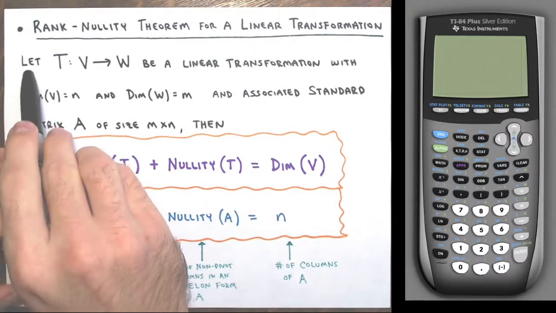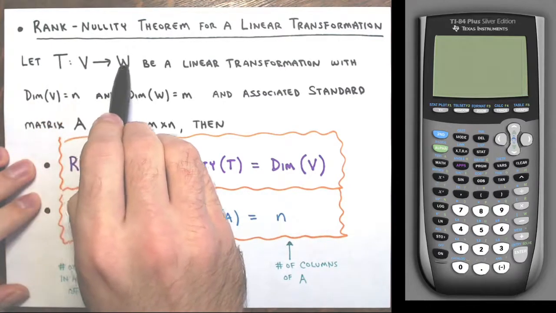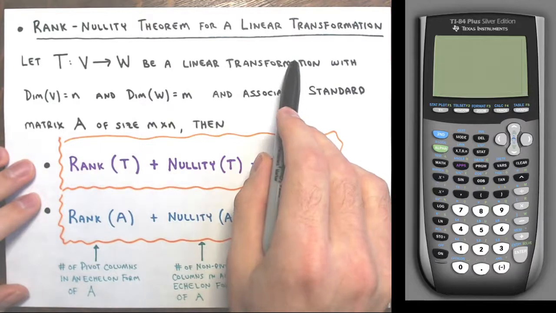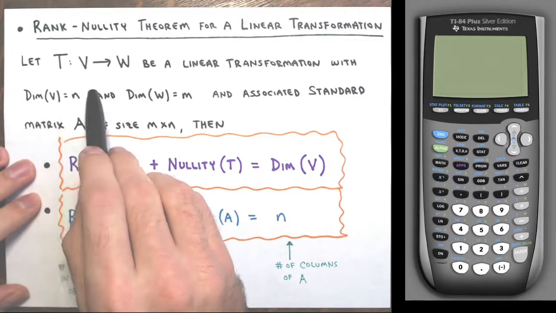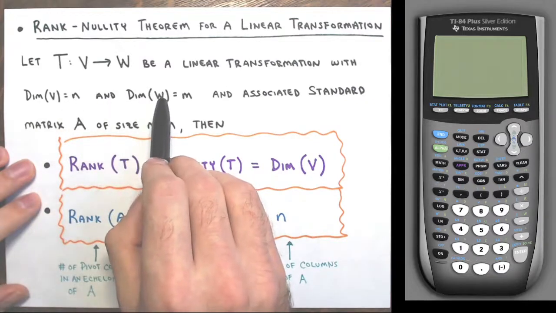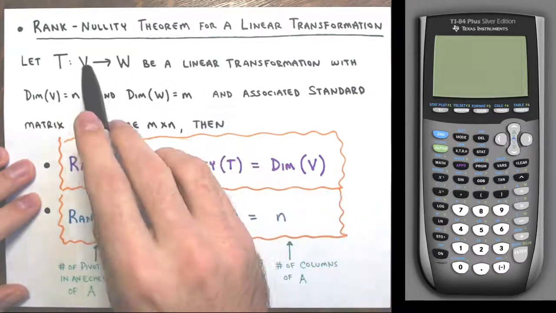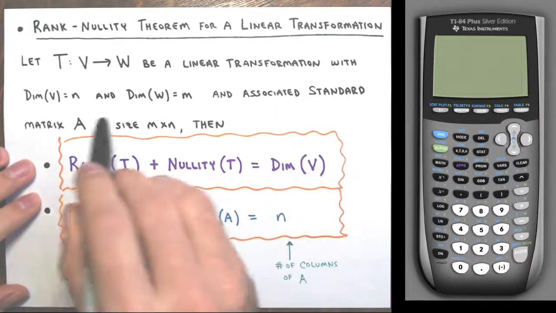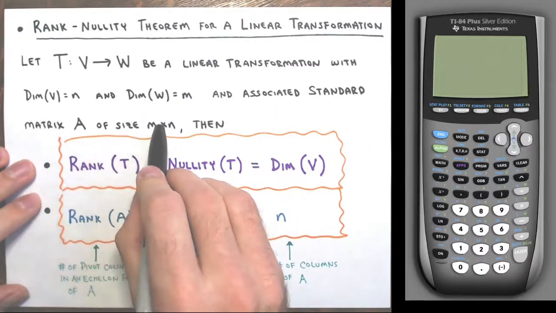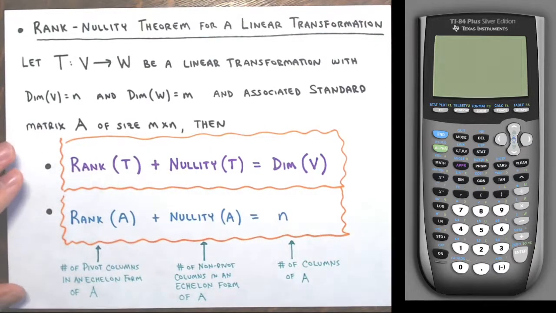So I'm starting the same way I did in the beginning of the video. Let T from V to W be a linear transformation, with the dimension of the domain being n and the dimension of the codomain being m. And it's linear, so it should have a standard matrix associated to it, A, of size m by n. Then the following will hold true. Again, this is for any linear transformation.